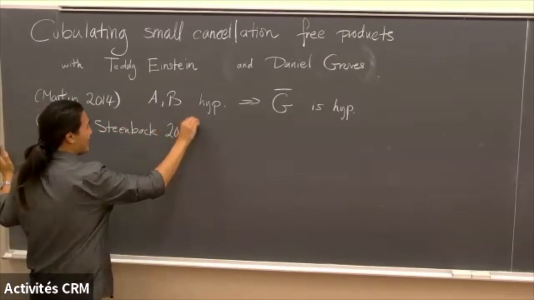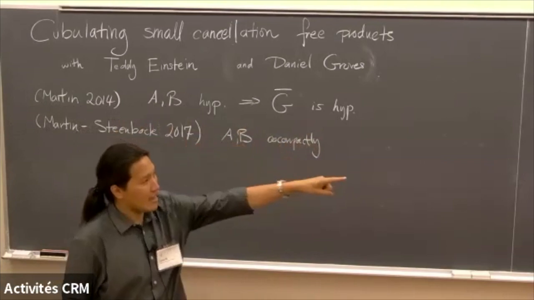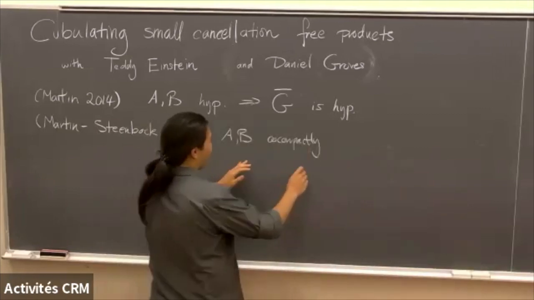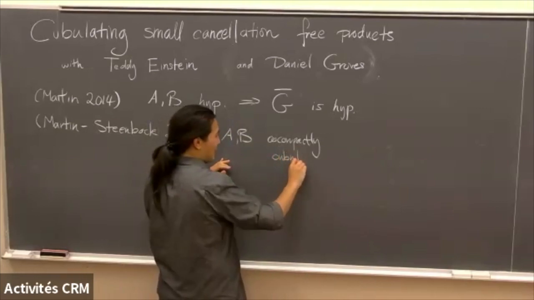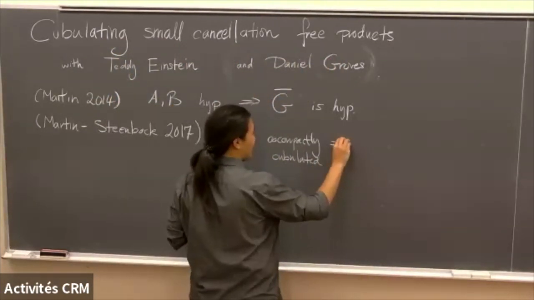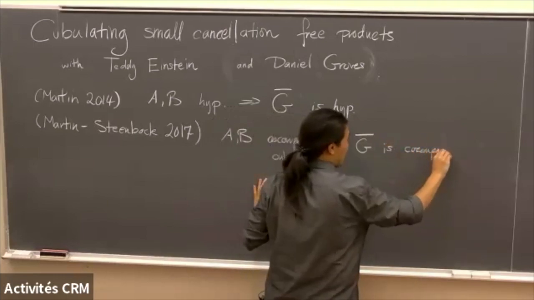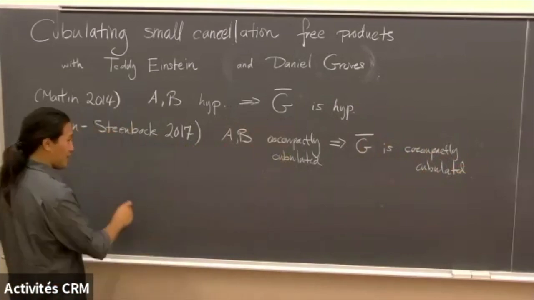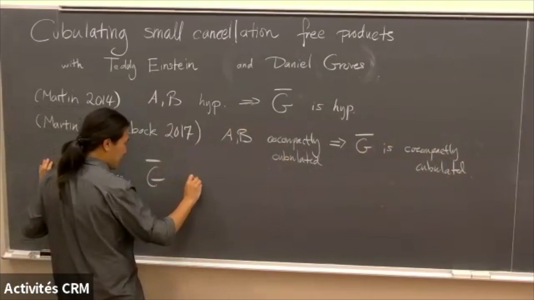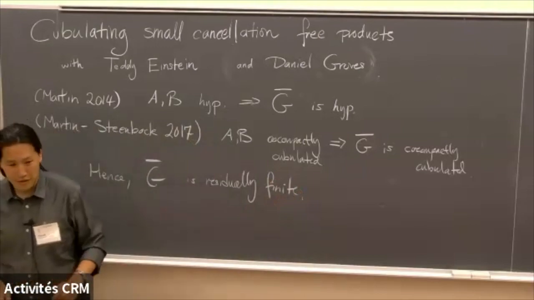So then in subsequent work, Martin and Steenbock said that if A and B are that group, no, it's not that one. No, he didn't study that. I'm going to state it. It's coming. If A and B are cocompactly cubulated, here's a hint. Okay. You knew that. Yeah. G bar is cocompactly cubulated. Okay. So if we get these things, then we have that. Hence, if you were here last week, you know that G is residually finite. Why? Because it's virtually special. That's the only way I know to show that it's residually finite.